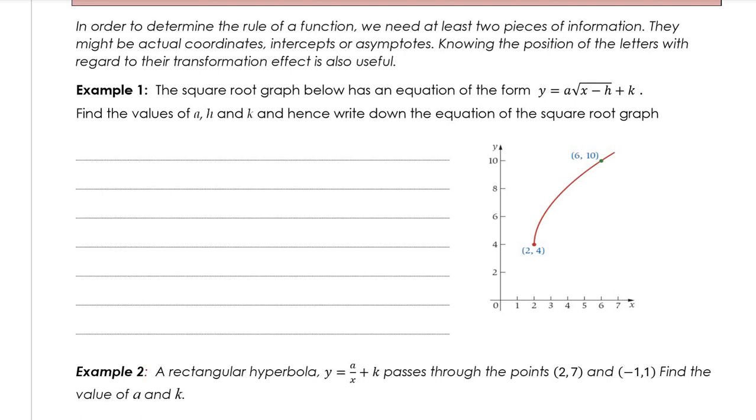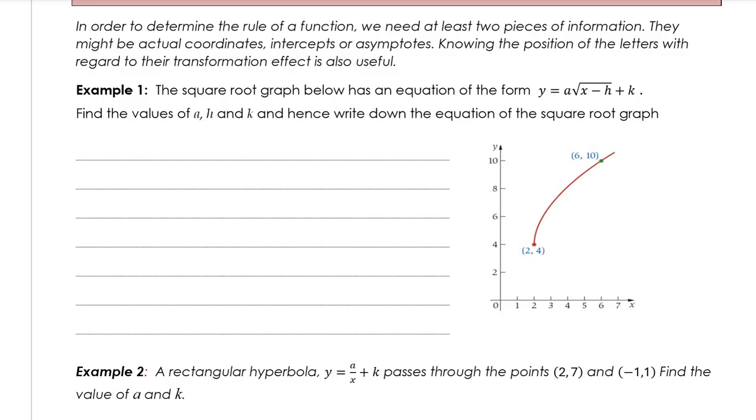Hi everyone, today we're going to be looking at determining the rule of a square root, a truncus, or a hyperbola. Now when it comes to determining the rule of any function, we need at least two pieces of information. Okay, these can be things like coordinates, x or y intercepts, asymptotes, etc.